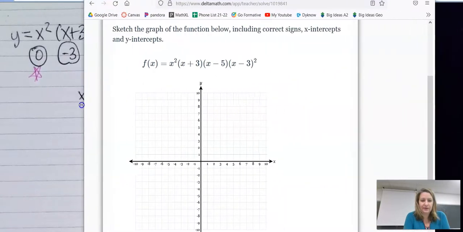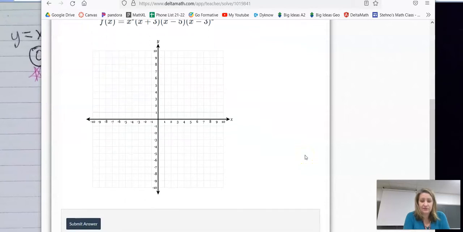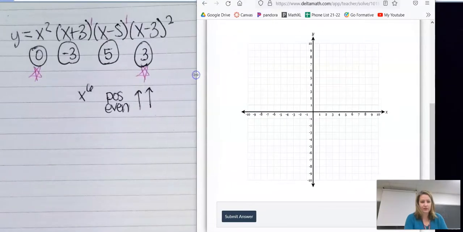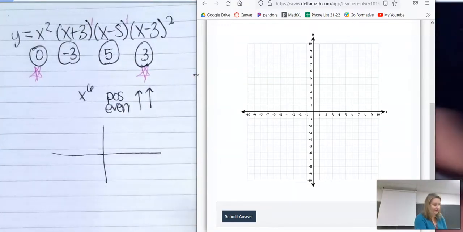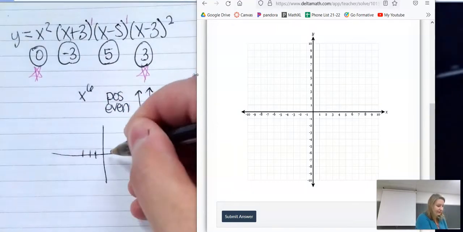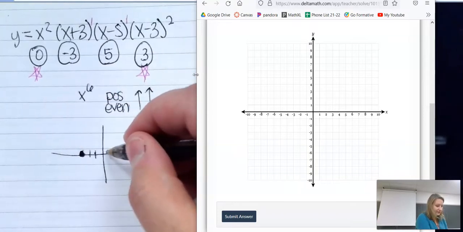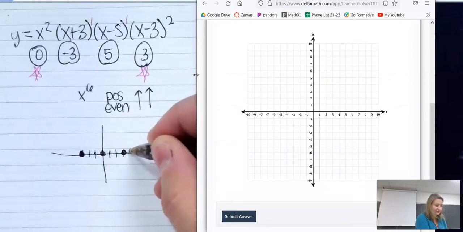Okay, so let me make the graph a little bit bigger here. All right, so my plan of attack here is just to sketch this the best that I can. Now, I know the end behavior is up, up, and actually I'm just going to make a little plan really quick on my paper so I can think this through before I tackle it on the graph. So I've got -3, I've got 0, I've got 1, 2, 3, and then I've got 4, 5.